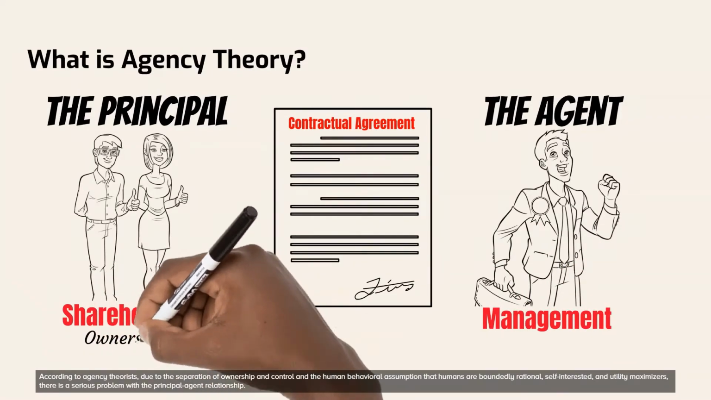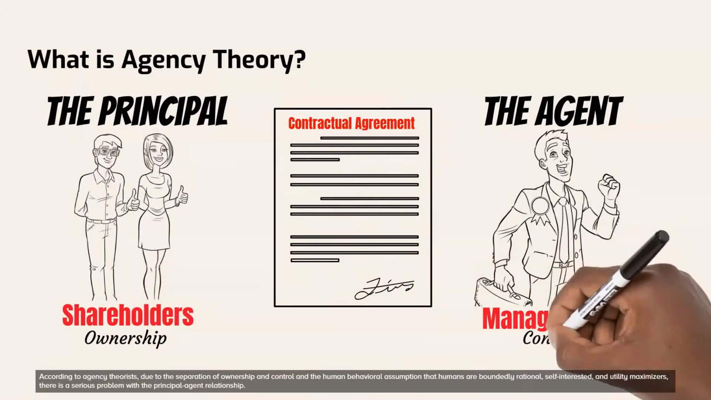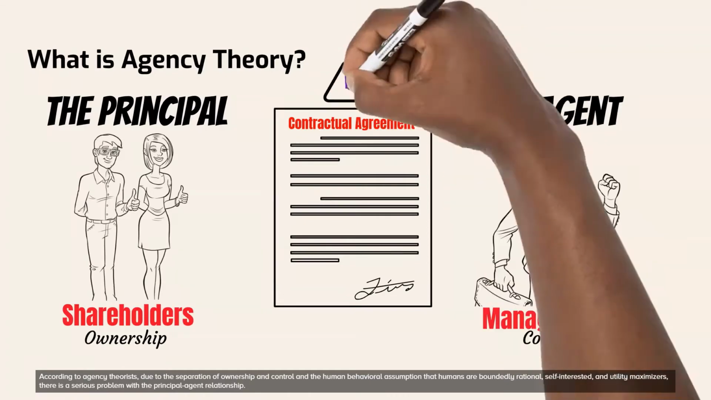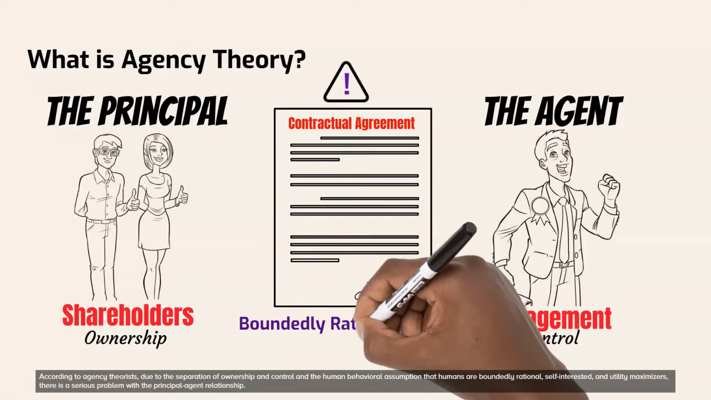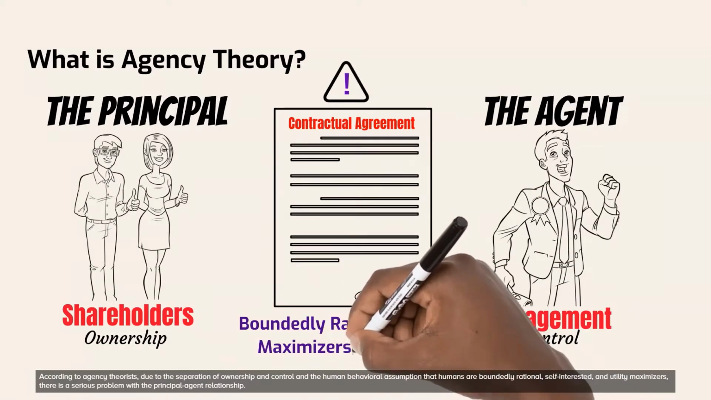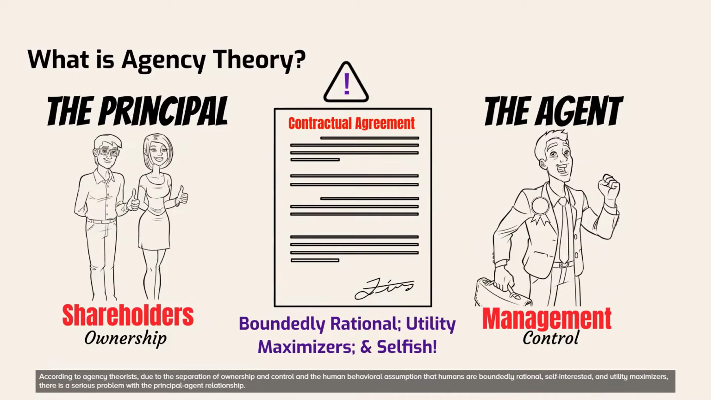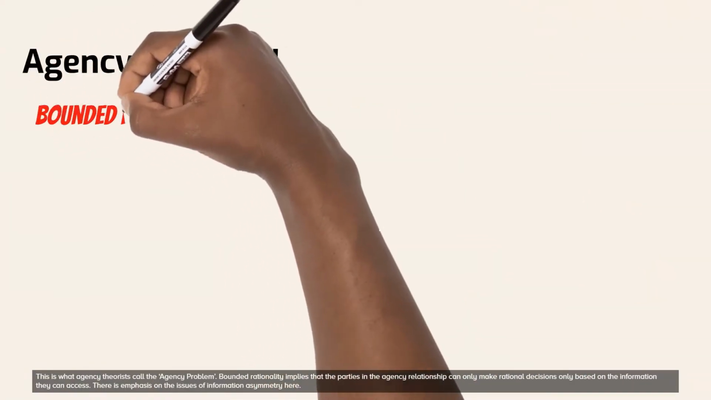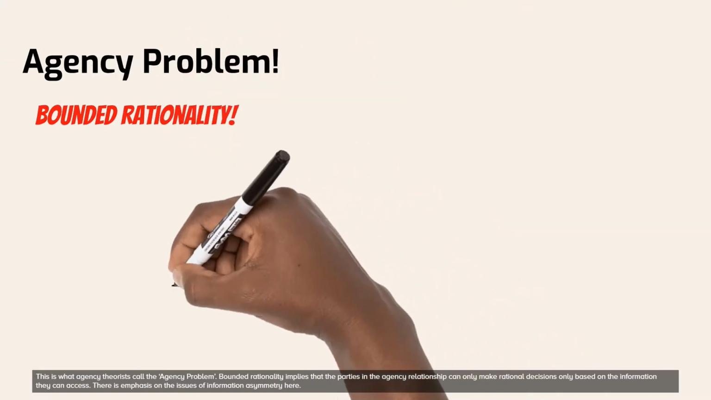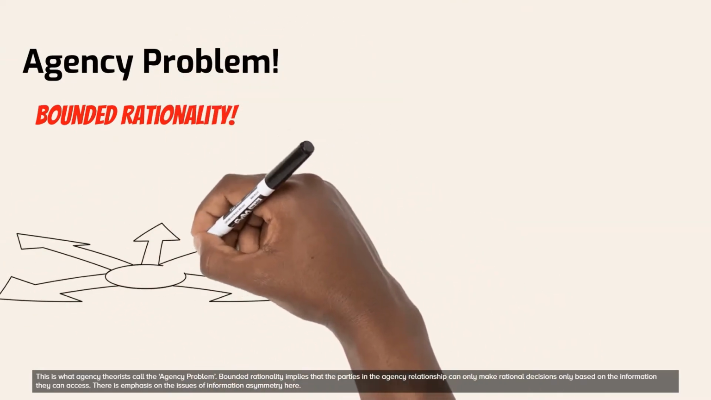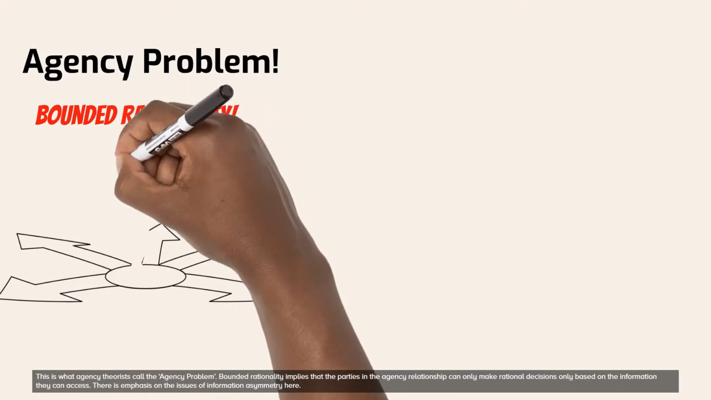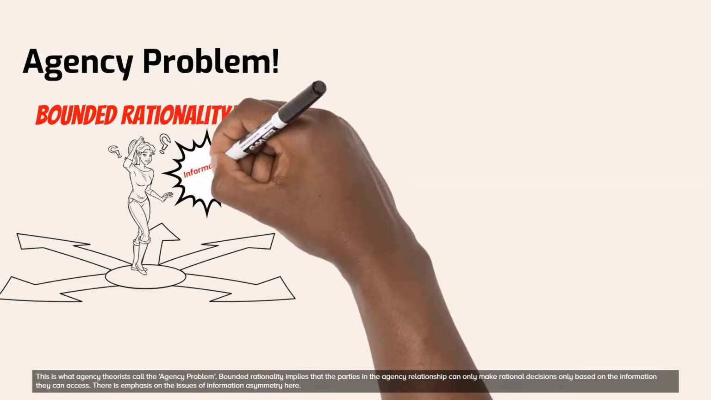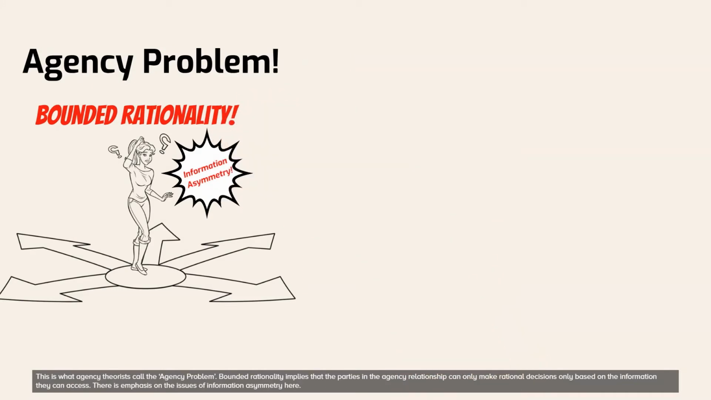According to agency theorists, due to the separation of ownership and control and the human behavioral assumption that humans are boundedly rational, self-interested, and utility maximizers, there is a serious problem with the principal-agent relationship. This is what agency theorists call the agency problem. Bounded rationality implies that the parties in the agency relationship can only make rational decisions based on the information they can access. There is emphasis on the issues of information asymmetry here.